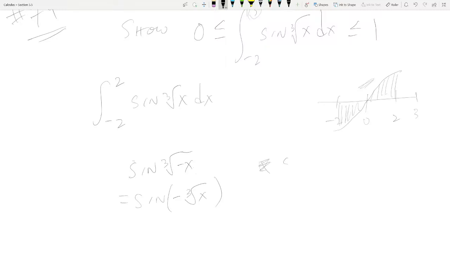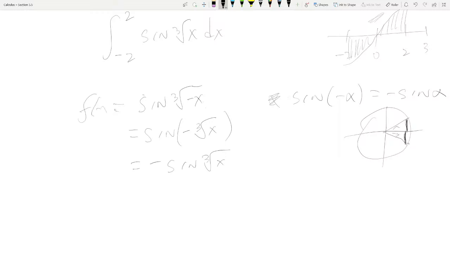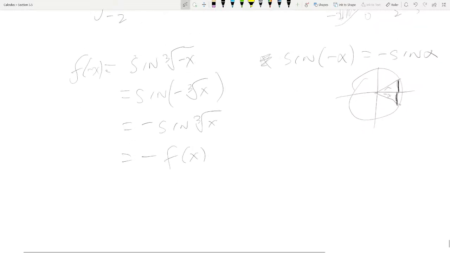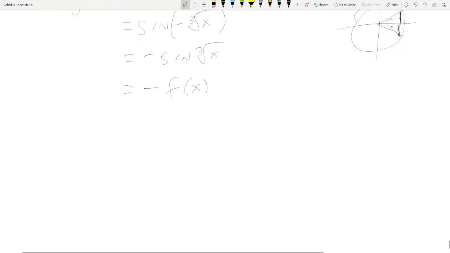But then we know that sine has that property. Remember, sine of minus alpha was equal to minus sine alpha, right? It's that unit circle property where there's the sine, that's the positive version. If I have minus alpha, then the sine of that is the negative of the original sine. So that means that this is negative sine of cube root of x, and that's what we wanted to show. If this was f of negative x, then what we ended up with is negative f of x, and that's the condition for being an odd function. So we can declare that that is 0.